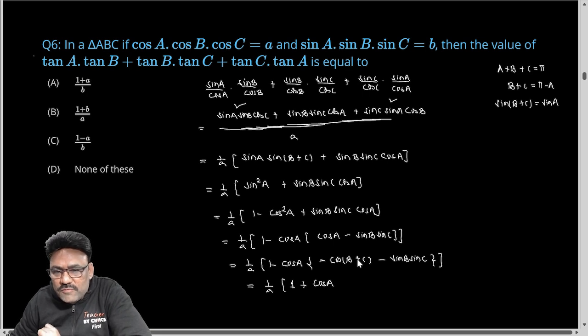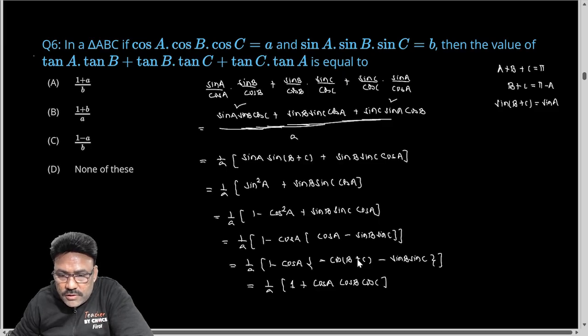Now expand this cos B plus C. Cos B plus C is what? Cos B cos C minus sine B sine C. So this sine B sine C will disappear. So ultimately you will get 1 plus cos A cos B cos C here. And cos A plus cos A cos B cos C is A. So you are getting 1 plus A by A here.